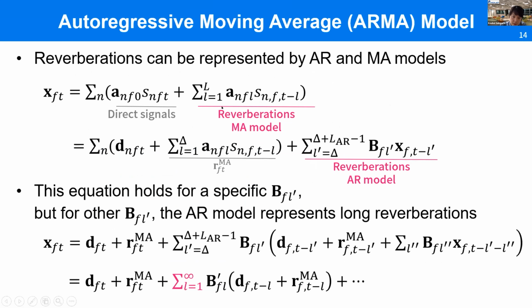This expression is an MA model, but it can be rewritten by this expression. This expression means the beginning of the reverberations is represented by the MA model in a source-wise manner, and the remaining reverberations of all sources are represented by the AR model as a whole. This equality holds for a specific B, but for other B, the AR model represents long reverberations.